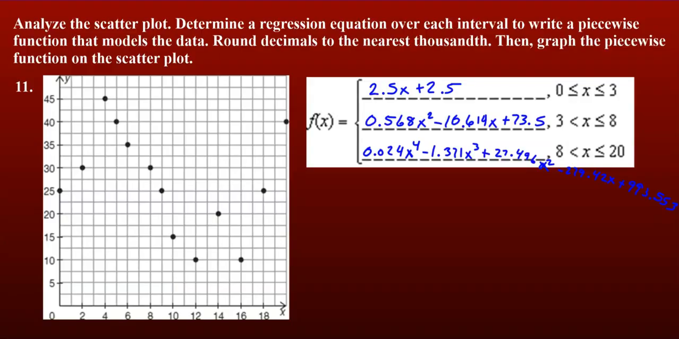All right, with that, that's how we do piecewise functions given the information that is there.